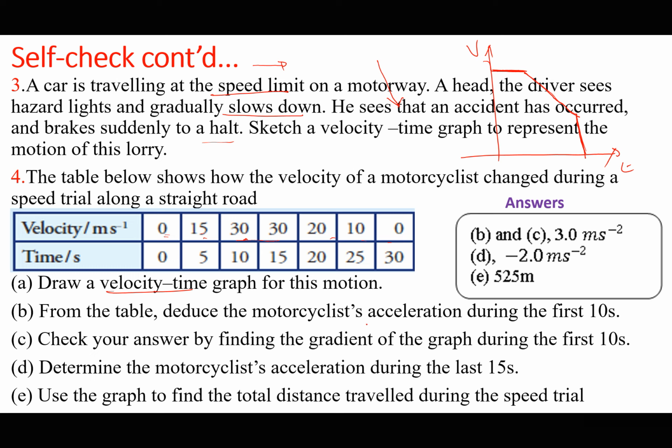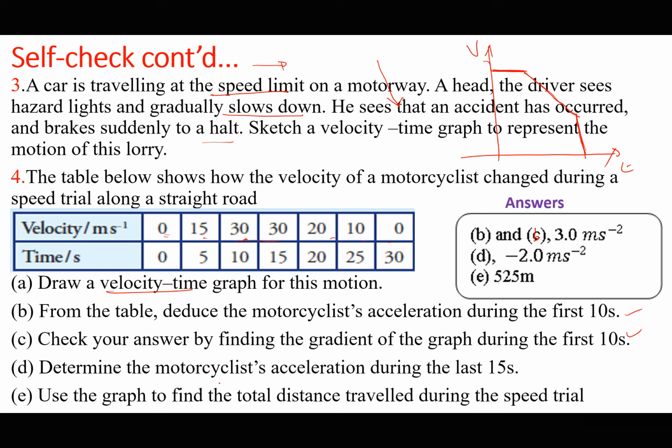From the table deduce the motorcyclist's acceleration during the first 10 seconds. So for the first 10 seconds, I see equal increase in velocity, so I can just say 30 divided by 10, which is 3. So this is 3. Check your answer by finding the gradient. Of course, this should also be 3 if you look at your graph.